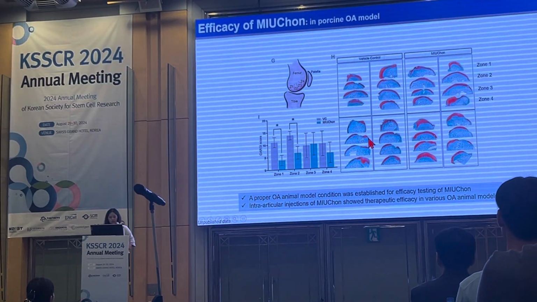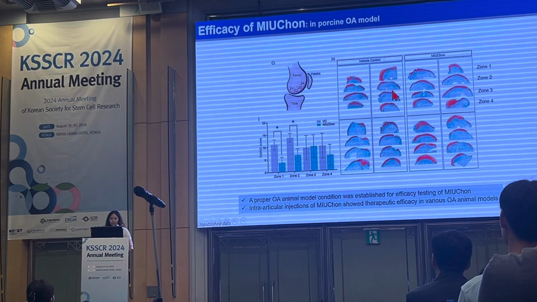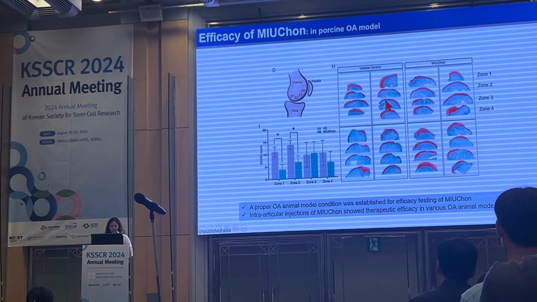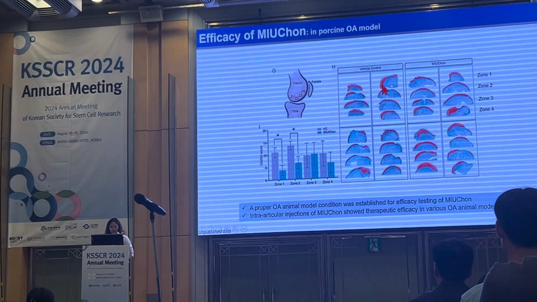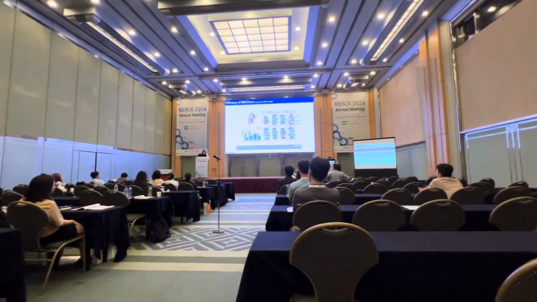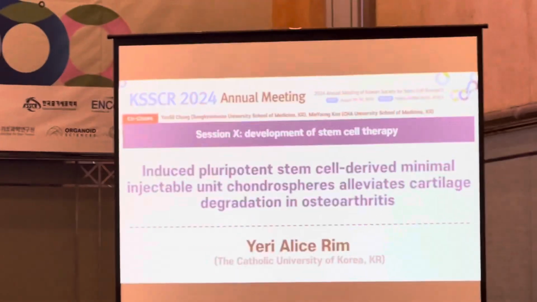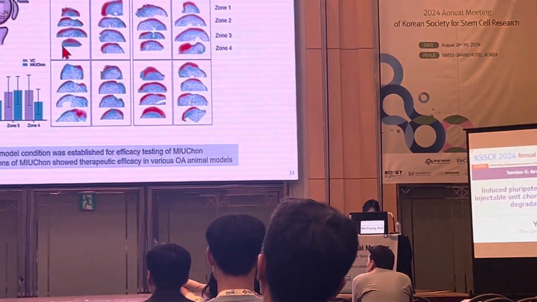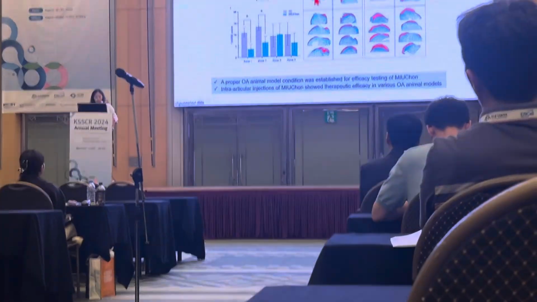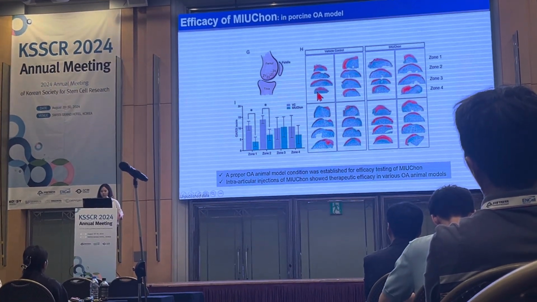But what's interesting is that we confirmed that a specific region showed more efficacy in the mini pig models. So we analyzed 4 different regions in the articular cartilage, and we confirmed that the dorsal part of the articular cartilage, including zone 1 and 2, showed higher efficacy than the other regions. So through efficacy testing, we confirmed that we were able to establish a proper osteoarthritis model for testing MUCON efficacy, and also that the intra-articular injections of MUCONs showed therapeutic efficacy in various animal models.